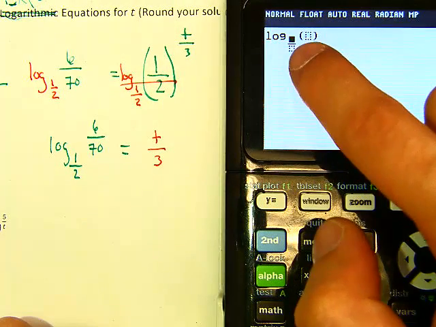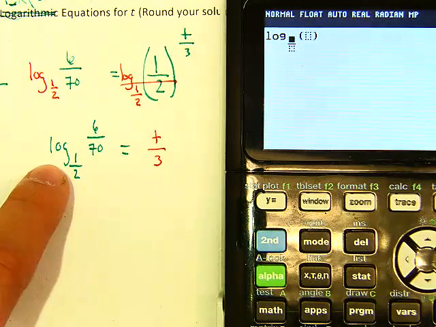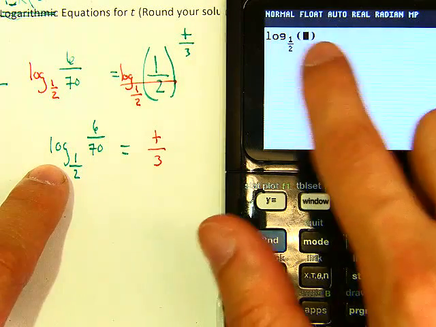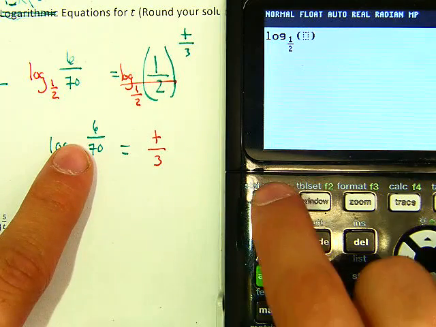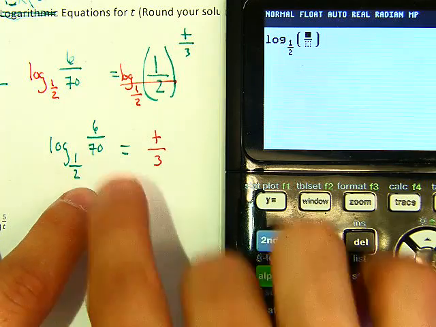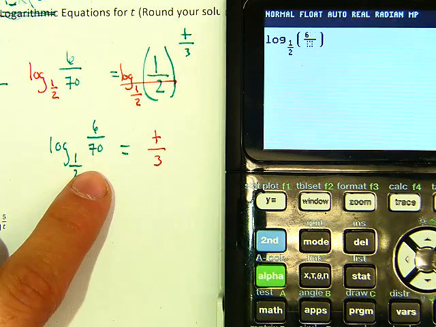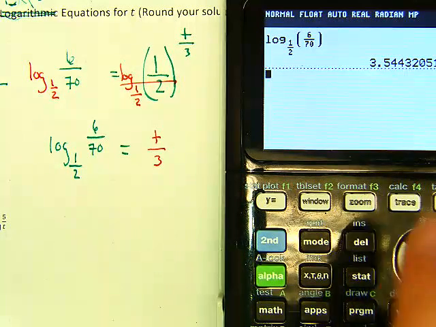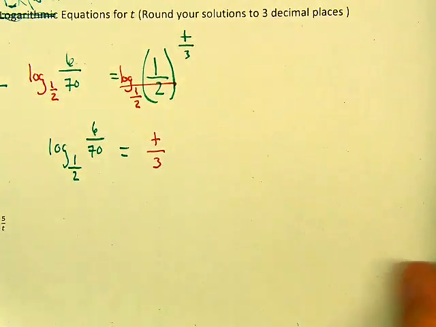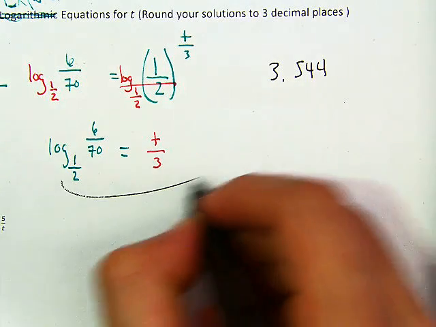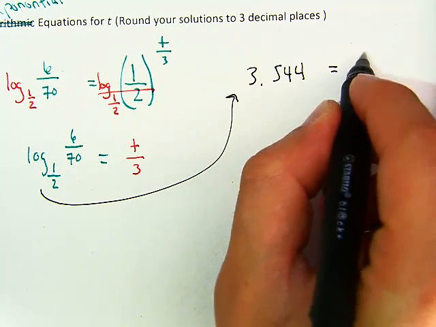And notice that I can put a fraction now into the logarithm. So I put 1 over here, I put 2 over here, and then inside the logarithm I'm going to do the same thing. I'm going to put a fraction in there, and then I'm going to have 6 over 70. And what do I get as a number? I get 3.544, okay? So here, notice that this is equal to 3.544, right? And that's equal to t over 3.